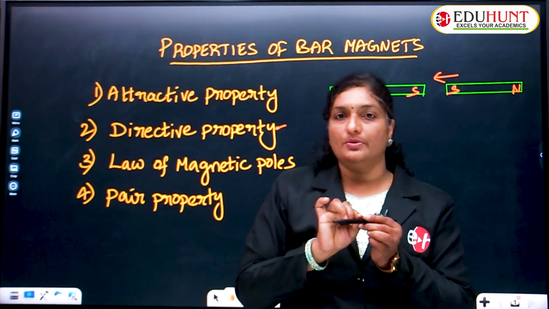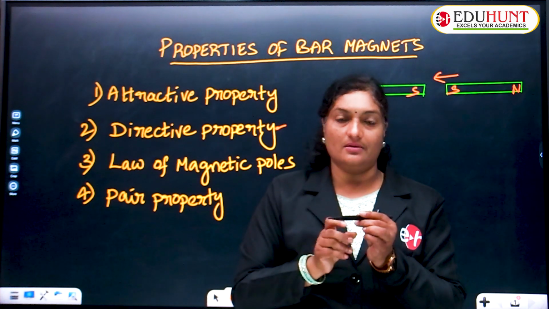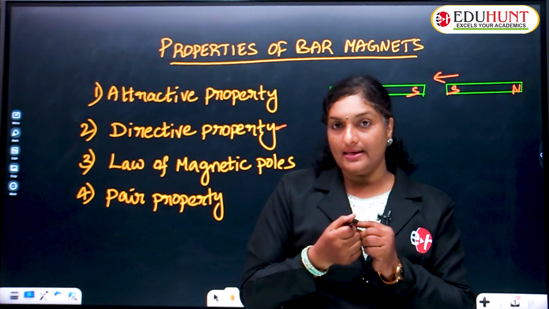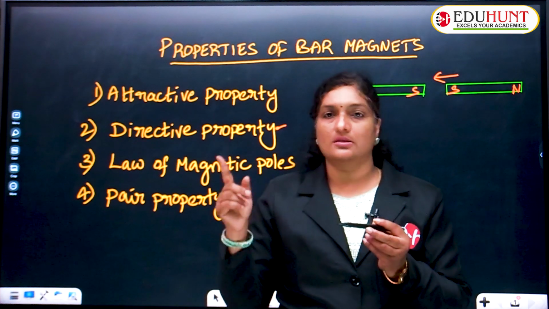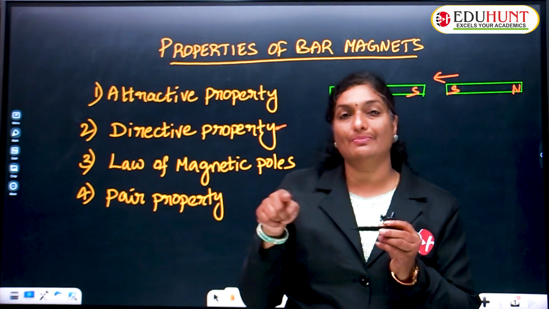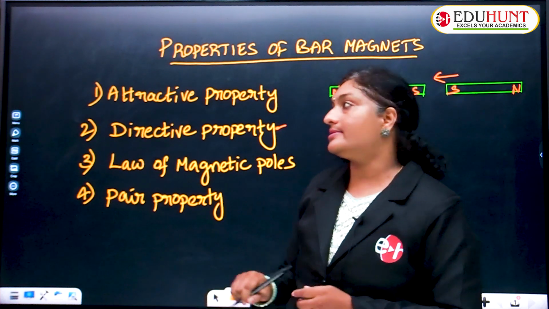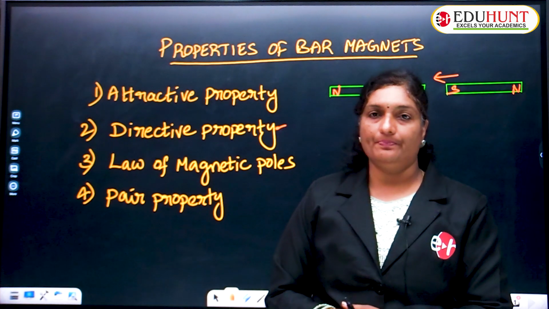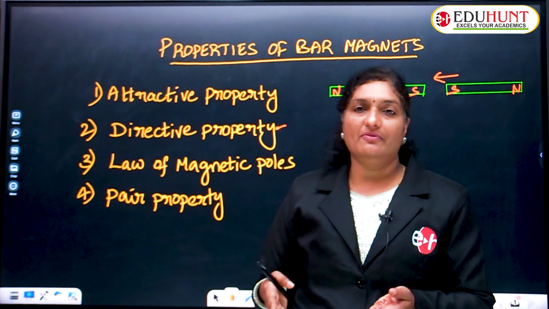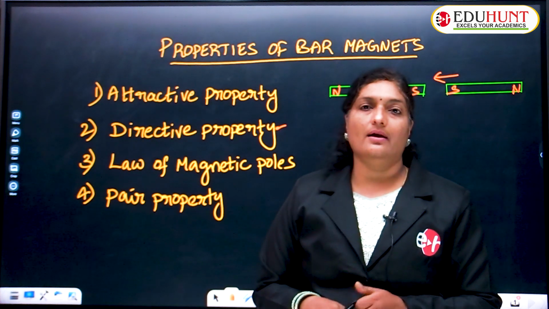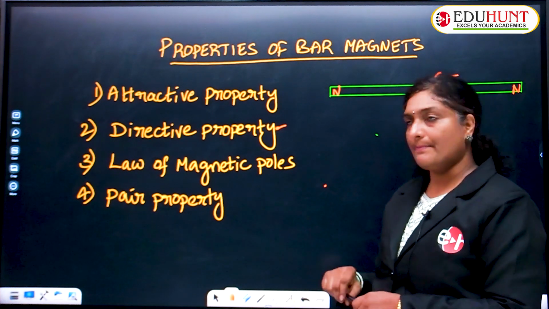Whenever it comes to rest position, it shows only two positions. One is the north direction, the other is the south direction. So, a freely suspended bar magnet after coming to rest shows only two particular directions. That means it indicates the direction. Hence, this property of the bar magnet is called the directive property. With the help of this, we can do navigation, which is helpful for navigation purposes in ships and flights and many more, and which is also used in the compass as the compass needle.